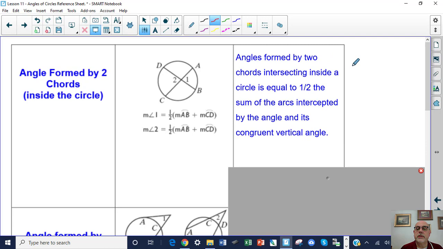An angle formed by two chords intersecting inside a circle is equal to half of the sum of the arcs intercepted by its angle and the vertical angle. So, if I look at arc AB and arc CD, if I add those two arcs together and divide by 2, that would be the measure of either angle 1 or angle 2. It doesn't matter, they're the same. So this is the only instance where we're adding the lengths of the arcs. It's the sum of the arcs, divide by 2.